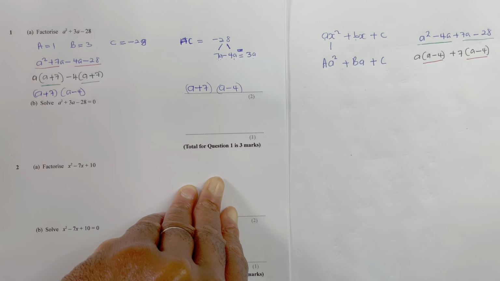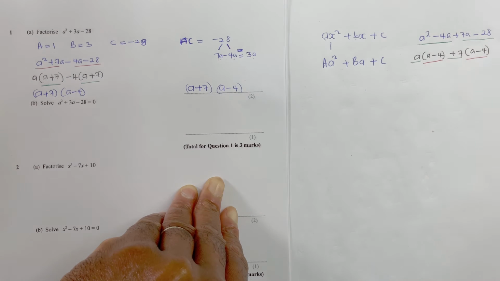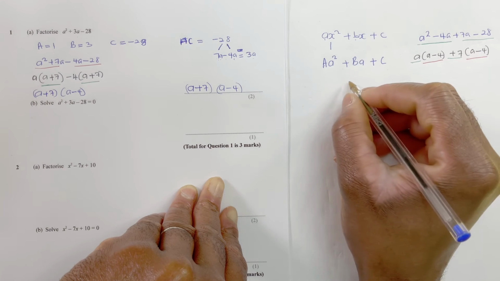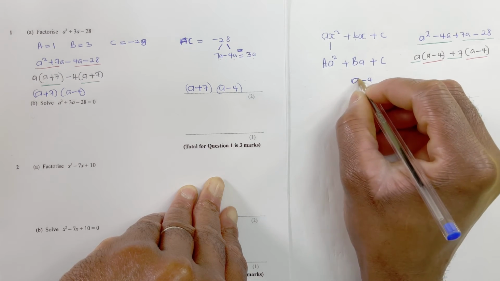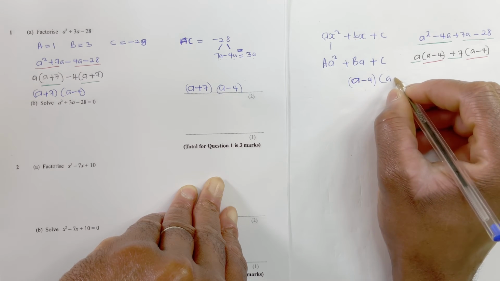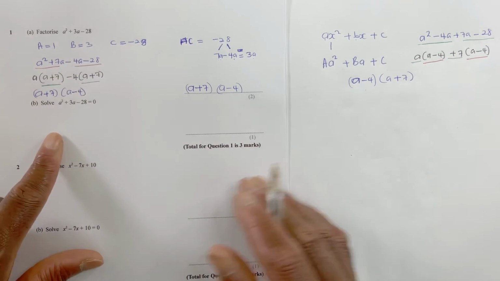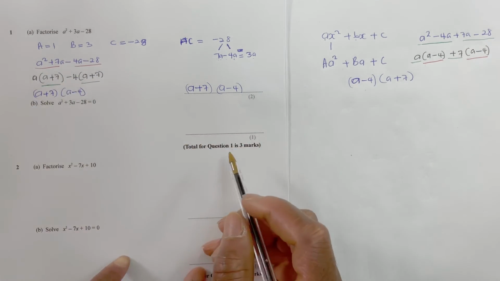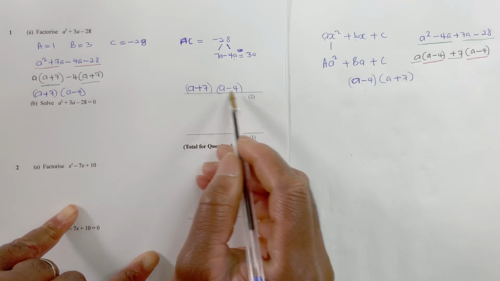A plus 7, which you can then write down as your factors: A minus 4 and A plus 7. So either way you've written this, you could have done it either that way or that way. It's still the same thing. So your factors for that will be that.